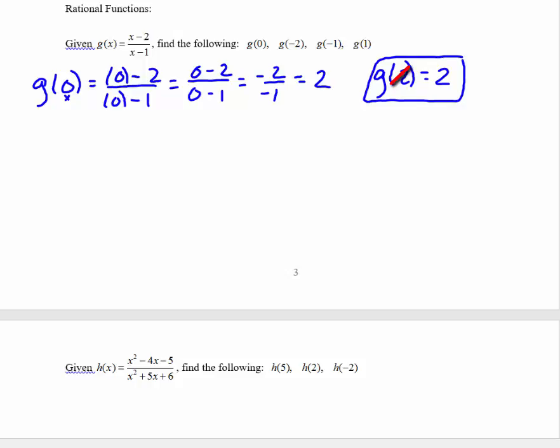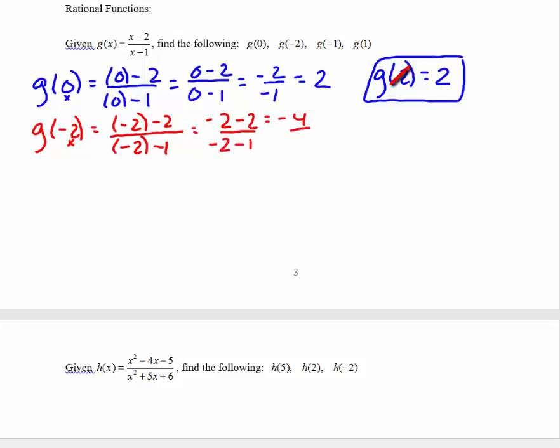Looking at g of negative 2. Again, that means wherever we see x, we plug in a negative 2. So negative 2 minus 2 all over negative 2 minus 1. Well, we get negative 2 minus 2, which is negative 4, and negative 2 minus 1, which is negative 3. Two negatives make a positive, so I end up with 4/3. So g of negative 2 equals 4/3. Negative 2 went in, 4/3 came out.